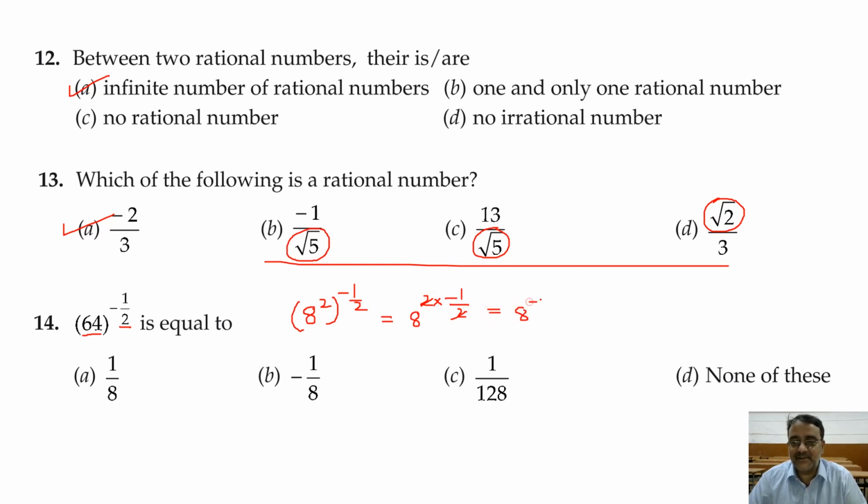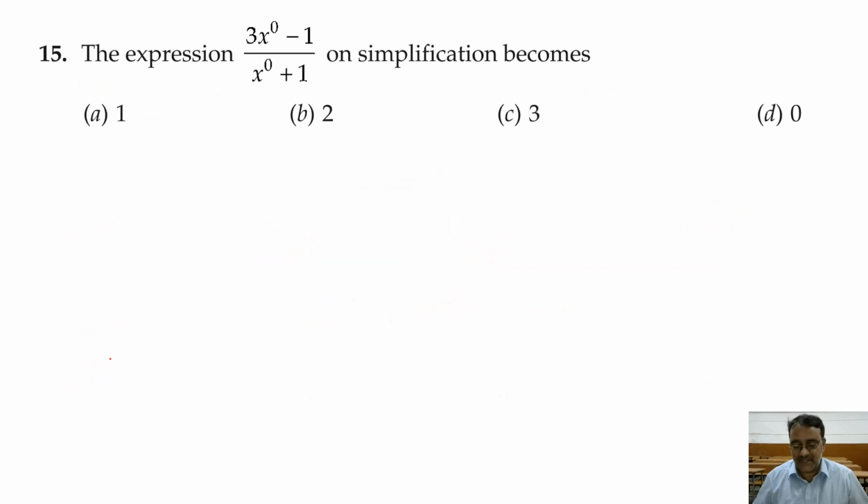8 to the power minus 1 is nothing but what is 8 to the power minus 1? No, minus 1 by 8. 8 to the power minus 1 is 1 upon 8. Reciprocal of 8. ठीक है, तो correct option is A. This is clear? Yes, sir. Right. So now we are moving toward question number 15.